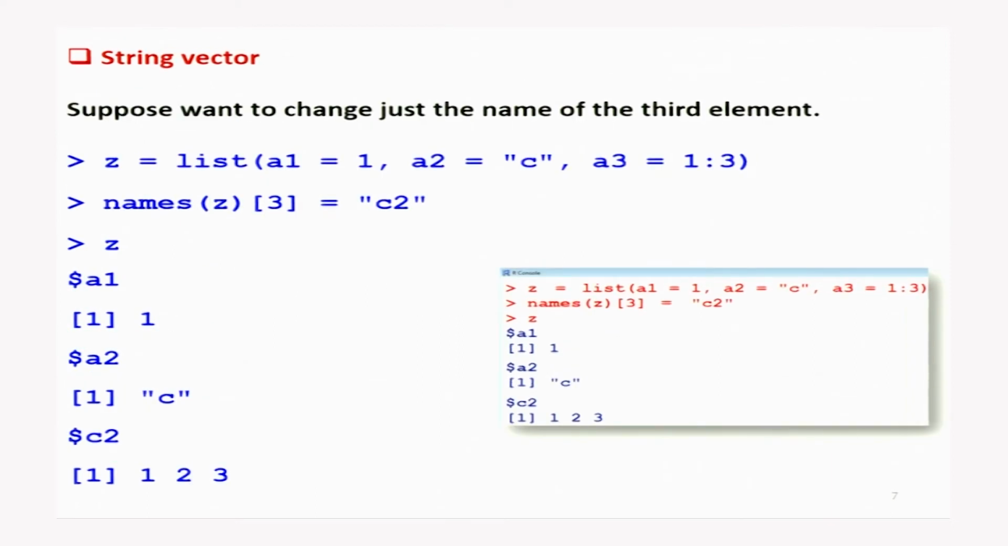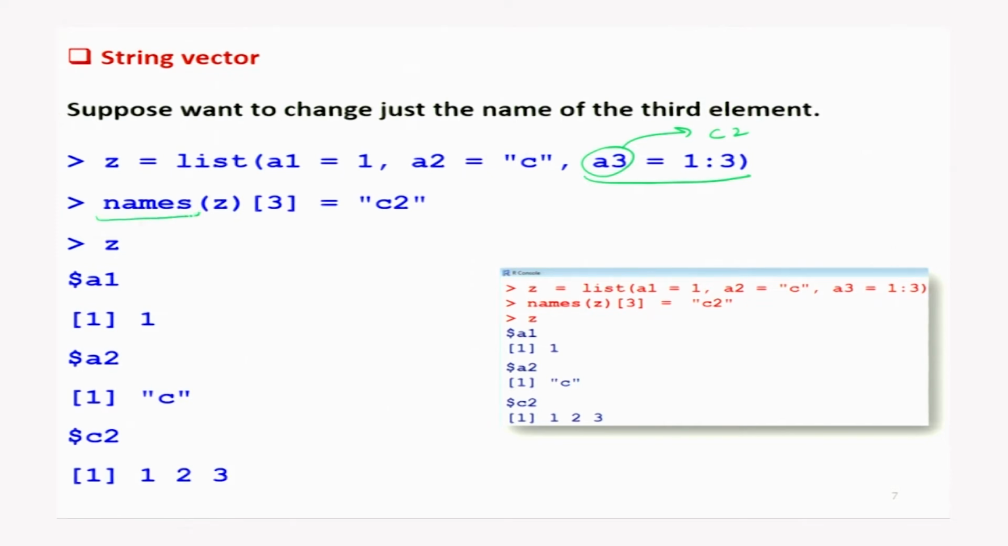Now I want to change the name. Suppose I want to change the name of the third object. The third object here is A3, and suppose I want to change this name to C2. So how to get it done? Very simple. Try to understand how I am doing it.